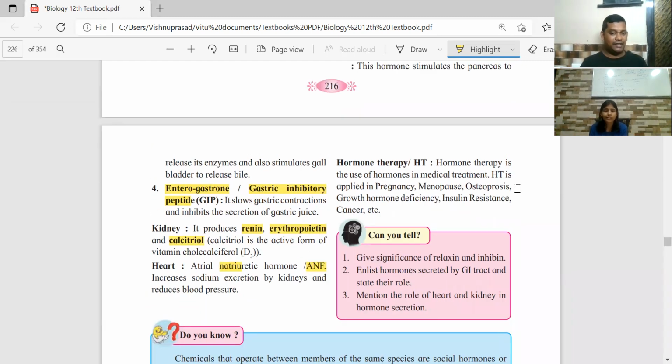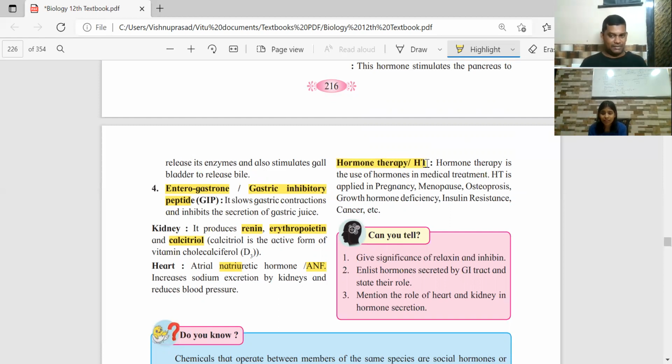Remember the name, atrial natriuretic hormone. So we have learned about all the possible glands and their hormones in the body. Now there is something called hormone therapy, HT. Hormone therapy.